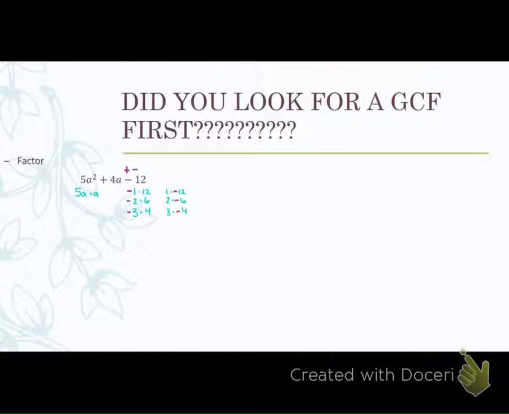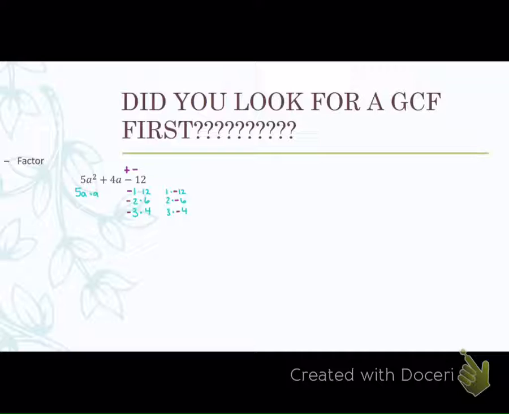5 times 1 isn't negative 5? Yeah, 5 times negative 1. Well, you just said 1. So, okay, Connor. 5 times negative 1 is negative 5. A times 12 is 12. It's 12 minus 5, 7.